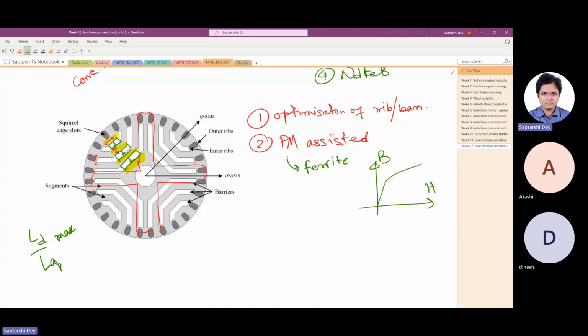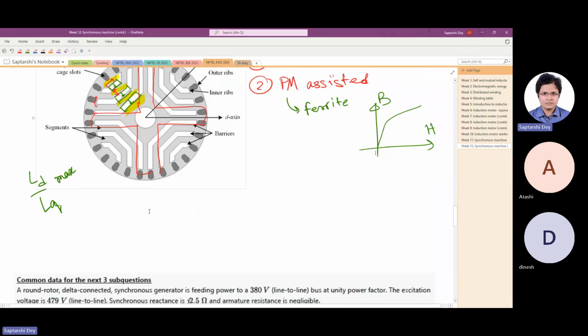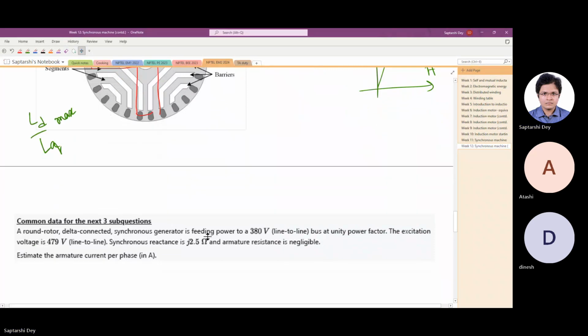Another one is, as I said, shaping the barriers. These machines are now gaining application in very high speed applications, motoring and also generating. So along with electrical research, mechanical research is also going on. You cannot simply do electrical simulation and then find out that the machine breaks when you run it. So that kind of work is going on. And that's all I know about synchronous reluctance machines.